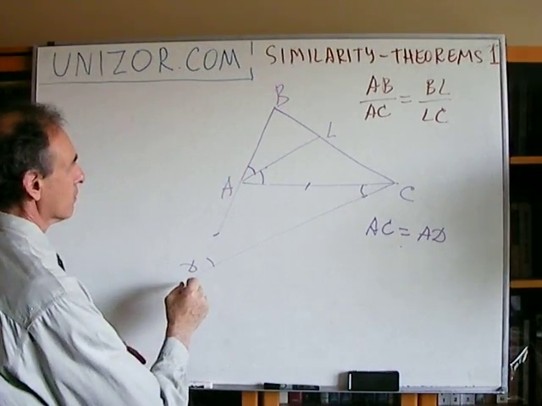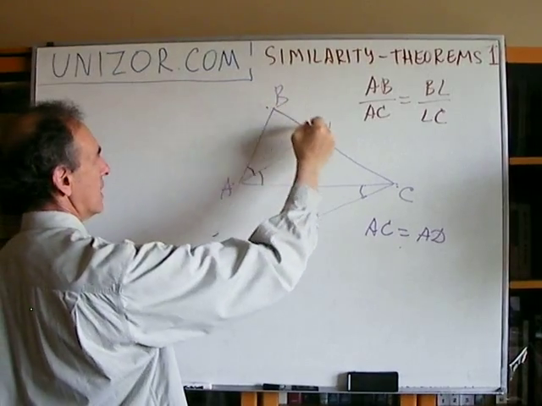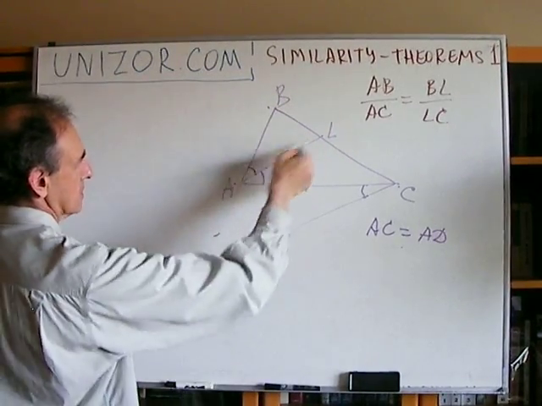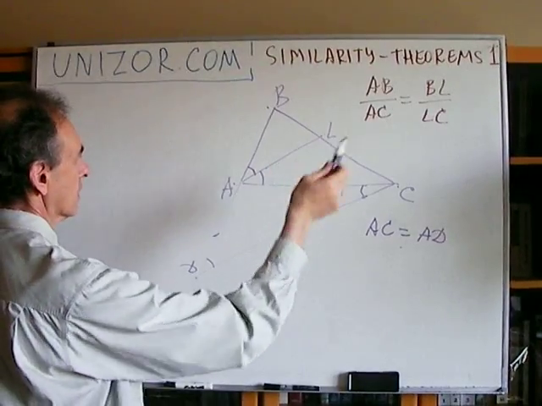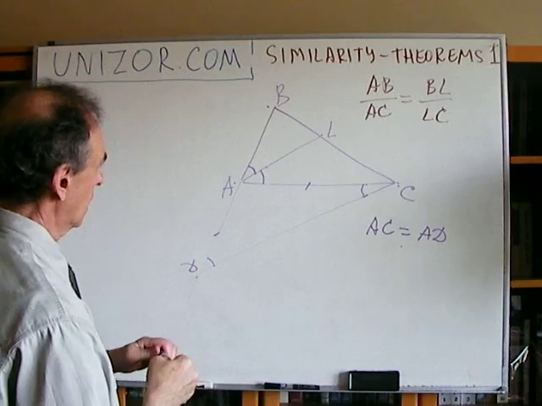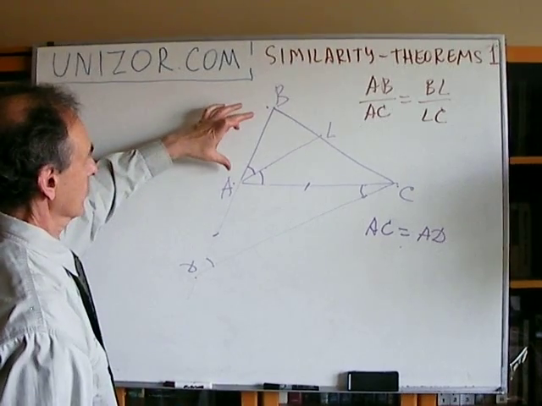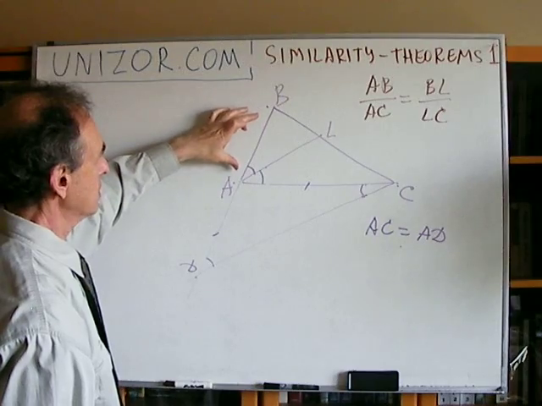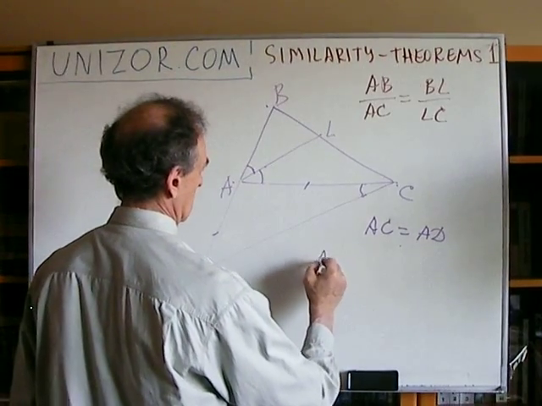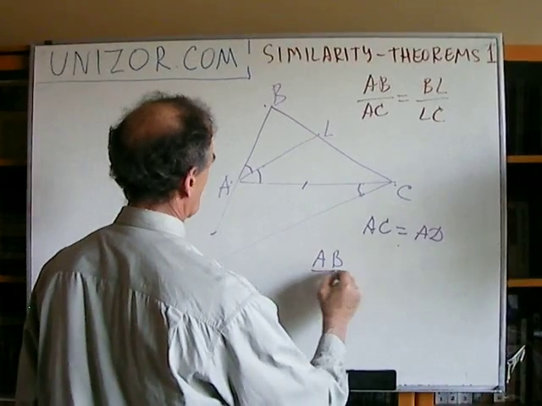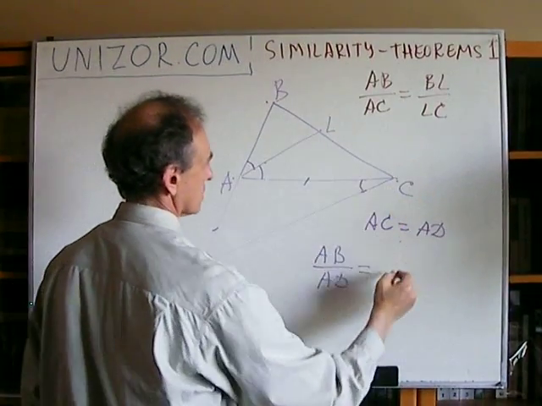But now, if you look at the triangle DBC, obviously it is similar to ABL, right? Because these are two parallel lines, this one and this one. So these triangles are similar to each other. All angles are equal, etc., etc. Now, from their similarity, we see that AB and AD, this ratio of this over this is equal to this over this.